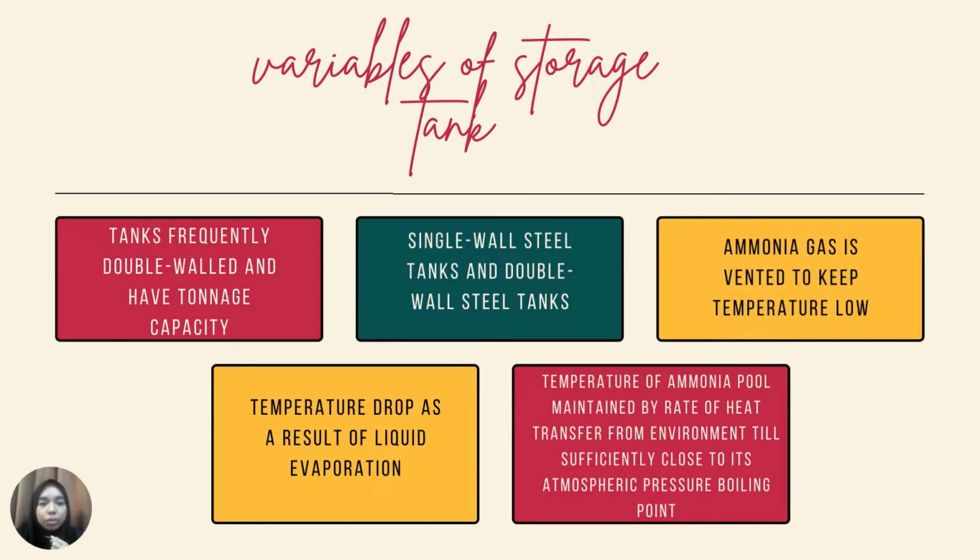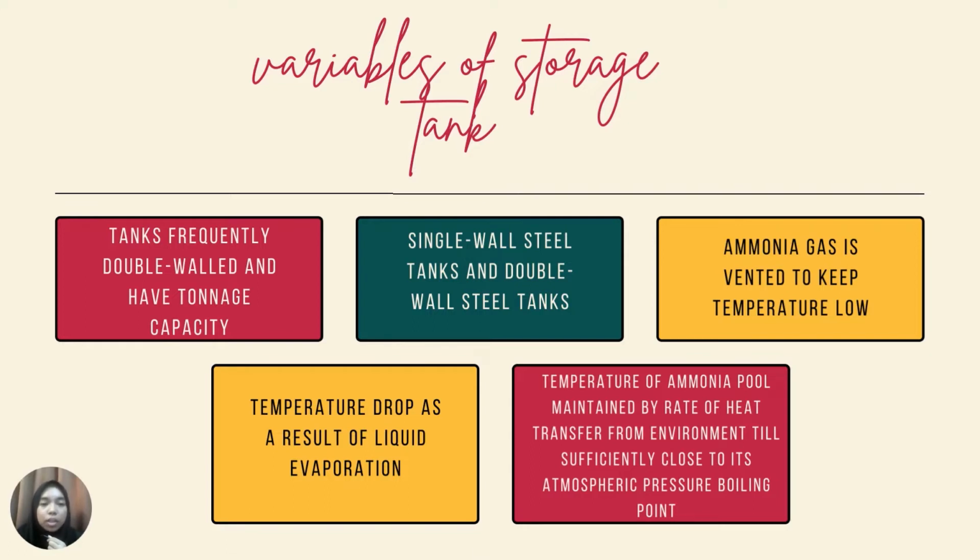But then there are two main categories of tank. The first one is single-wall steel tank and double-wall steel tank. And the usual tank that they use is double-wall steel tank. But then in this tank, ammonia gas is vented to keep the temperature low. But then, in case of a large amount of ammonia has been released from the tank, the temperature will be dropped as a result of liquid evaporation.